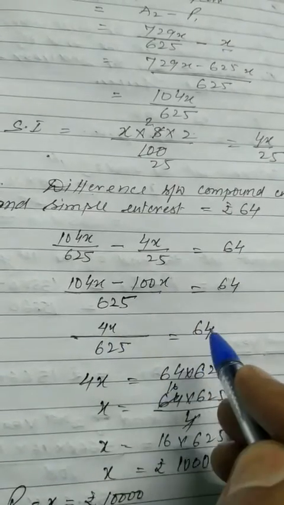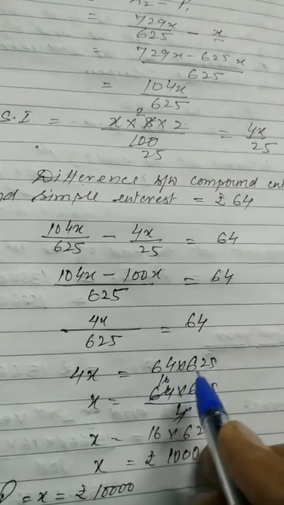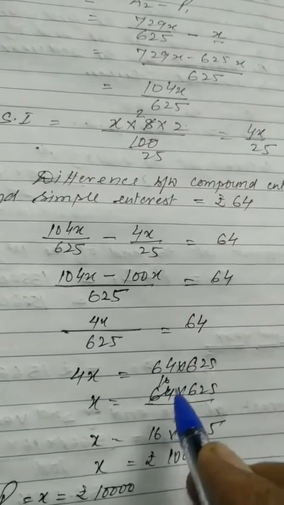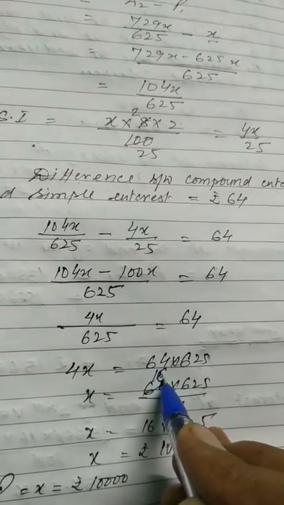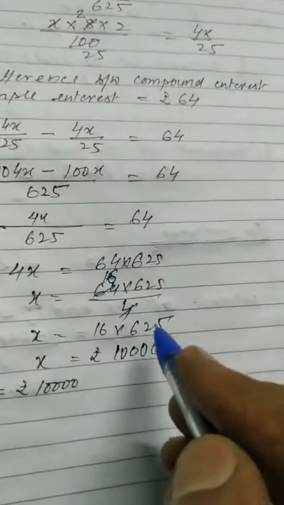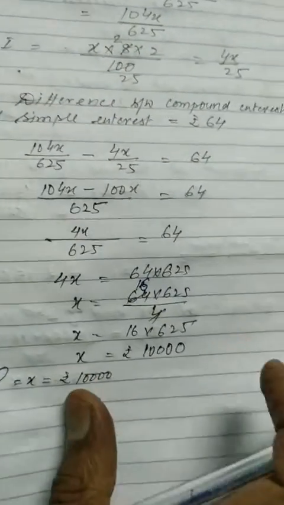That is 4x over 625, and that equals 64. So 4x equals 64 multiplied by 625, and x equals 64 multiplied by 625 by 4, that is 16 multiplied by 625, which is 10,000 rupees. That is, the principal equals 10,000 rupees.